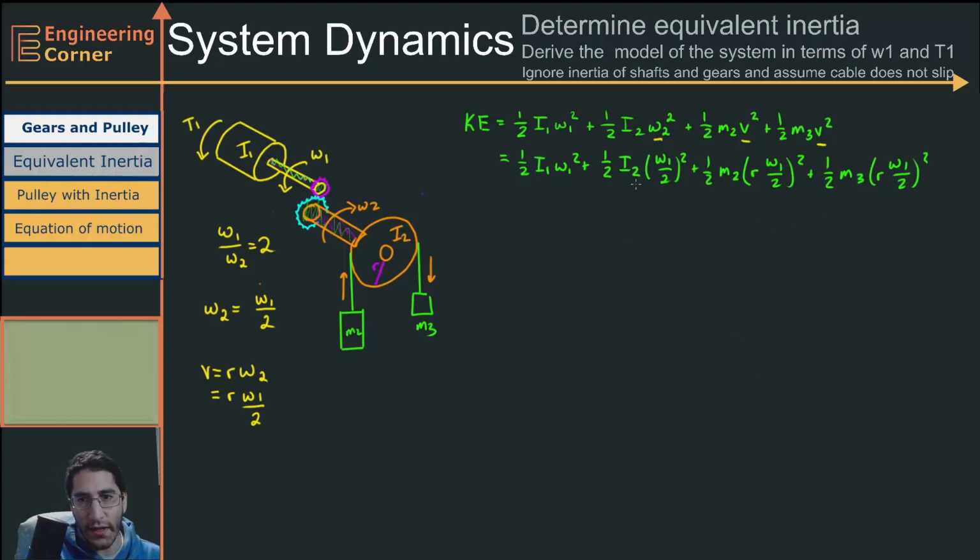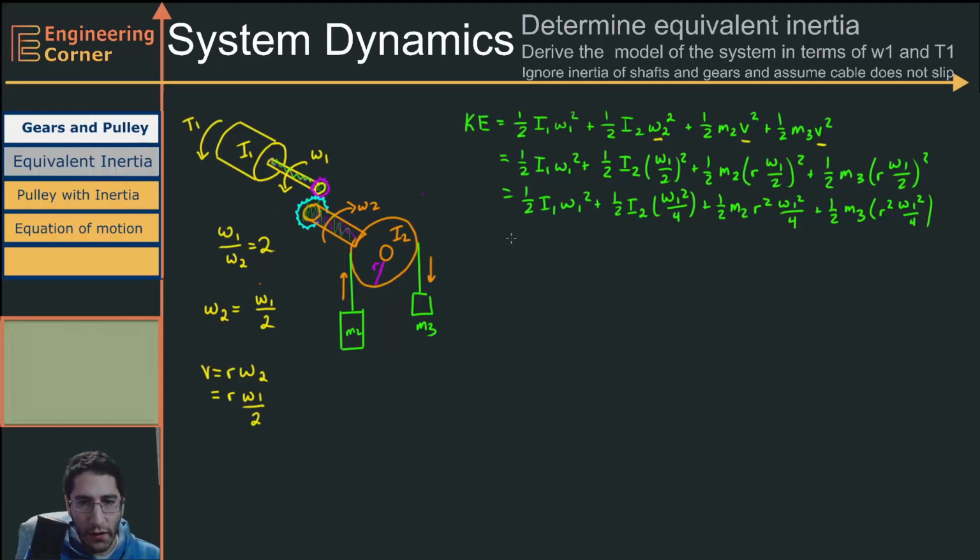So let's continue on and just simplify these squared terms. Again, the first one we're not changing anything with, so it just stays the same. But the second term, we're going to have 1/2 I2 times omega 1 squared over 4 plus 1/2 m2. Now each of these terms are squared, so r squared omega 1 squared over 4 plus 1/2 m3 r squared omega 1 squared over 4.